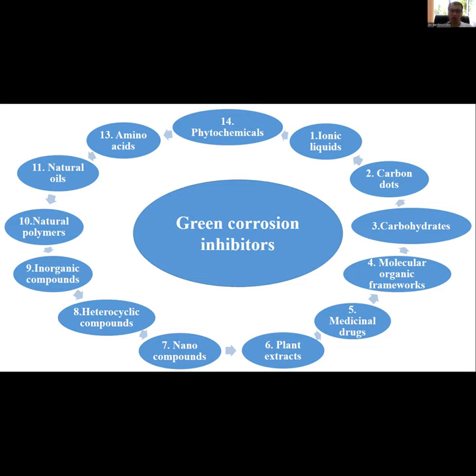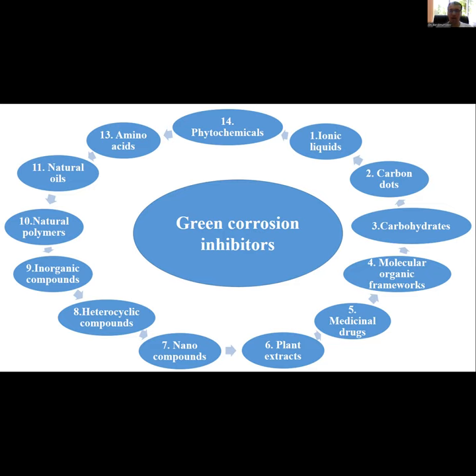The next one is carbohydrates. These carbohydrates are also green corrosion inhibitors in modern times, because carbohydrates are a low-cost, very cheap corrosion inhibitor. The next one is a very interesting material: metal-organic frameworks. This compound also has two parts. The first part is metal. The next one is aromatic organic compounds.